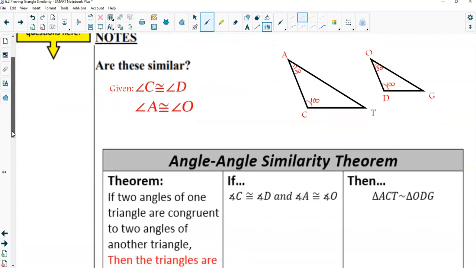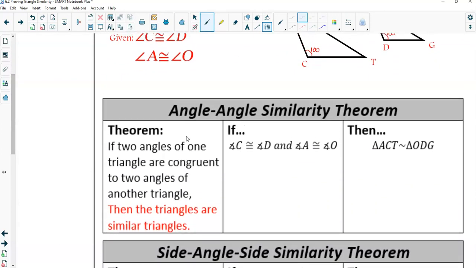So here is our first theorem. Make sure you copy that down, the angle similarity theorem. If two angles of one triangle are congruent to two angles of another triangle, then the triangles are similar triangles, okay? So if angle C is congruent to angle D and angle A is congruent to angle O, then you can say that triangle ACT is similar to triangle ODG by the angle similarity theorem. All right? Make sure you copy that down. Take a few minutes, pause it if you need to, and let's continue.